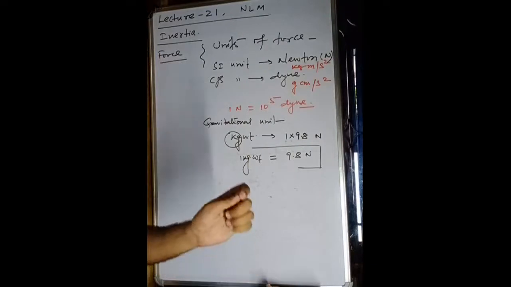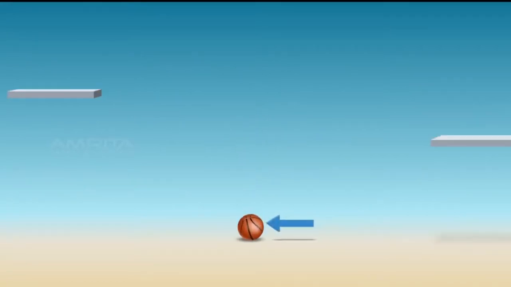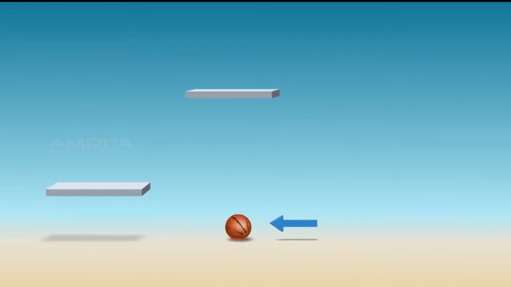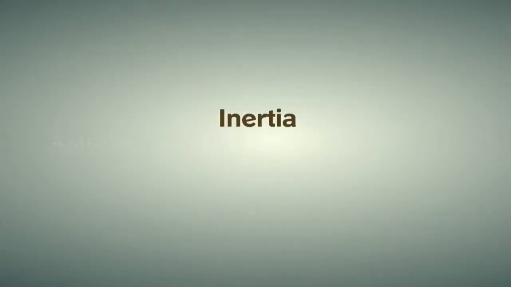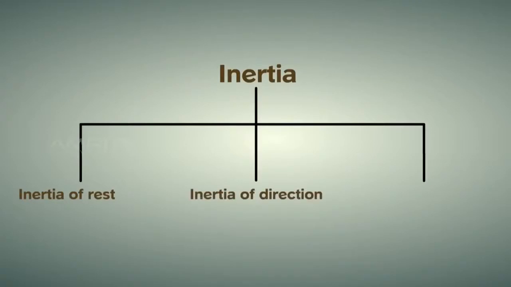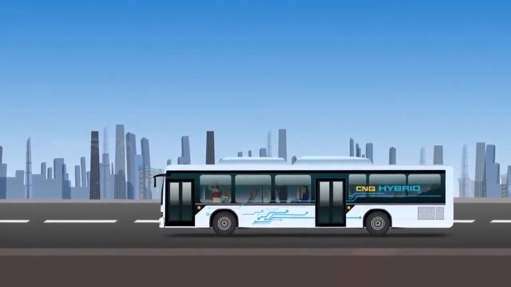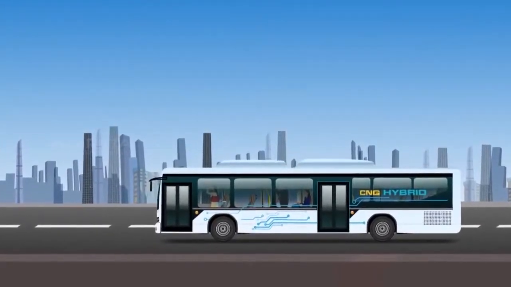So let's have a look over this small clip. Look at it. If an object is at rest, it tends to remain at rest, and if it is in motion, it tends to stay in motion. This property of an object is called its inertia. Inertia can be classified into three categories: inertia of rest, inertia of direction, inertia of motion. Certain experiences that we have while traveling in a bus can be explained on the basis of the law of inertia.